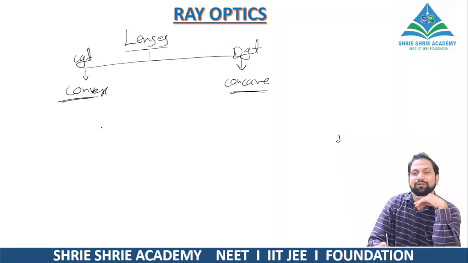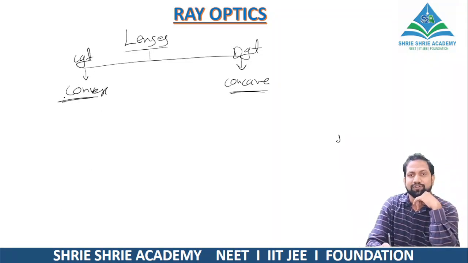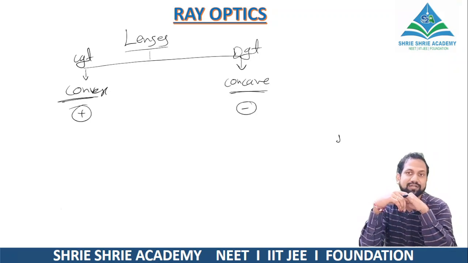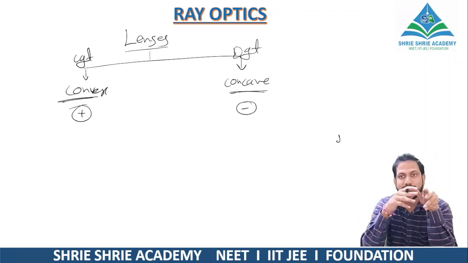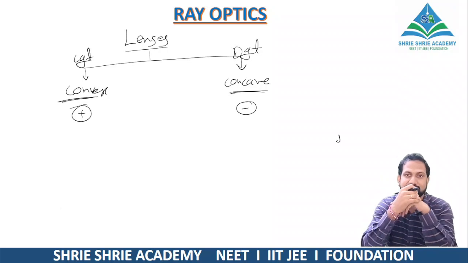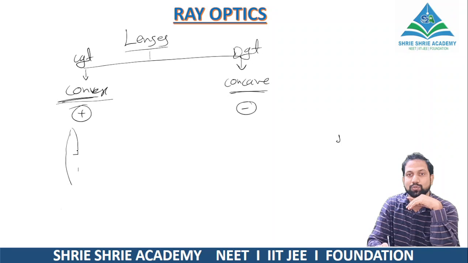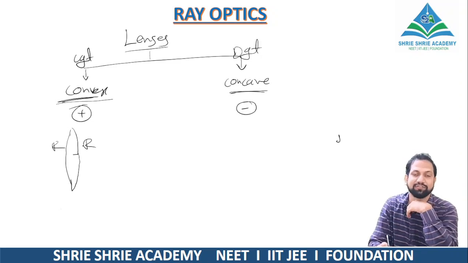But you can simply remember that for all convex lenses, focal length is positive. For all concave lenses, focal length is negative. For all 4, this is positive and this will be negative. I hope you got the clarity. For convex lenses, mainly we will consider the equiconvex lens. Equiconvex lens means the radius of curvature for both sides is equal, R and R. If the radius of curvature is the same, then it is called an equiconvex lens.